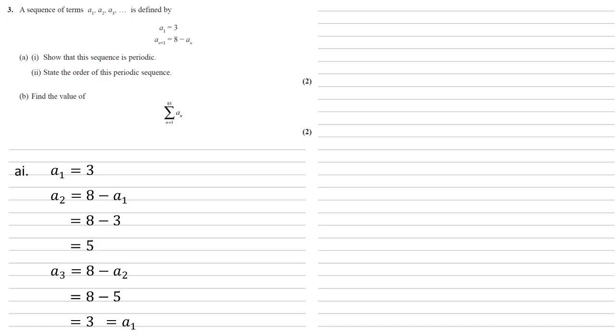So for part ii, where we're stating the order of this periodic sequence, we can use this fact, 3, 5, 3, 5, 3, 5, to say that the order must be equal to 2, because there are two numbers that are repeating themselves over and over again.